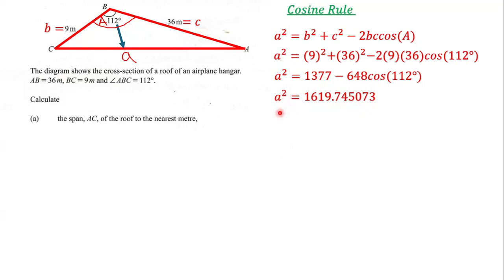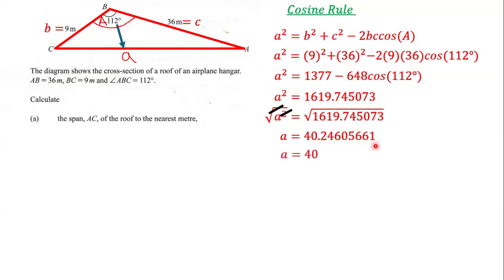And so we need to get rid of this 2. And so we take the square root of both sides. And so we're able to cancel this root with this power. And so we have that a is equal to the square root of 1,619.745073. And the square root of this number is 40.24605661. And so that's what we have. A is equal to 40.24605661. And so what we want to answer correct to the nearest meter or to the nearest whole number.